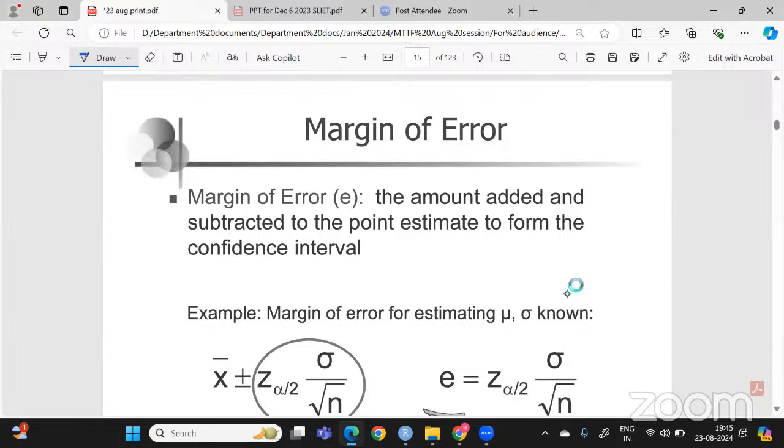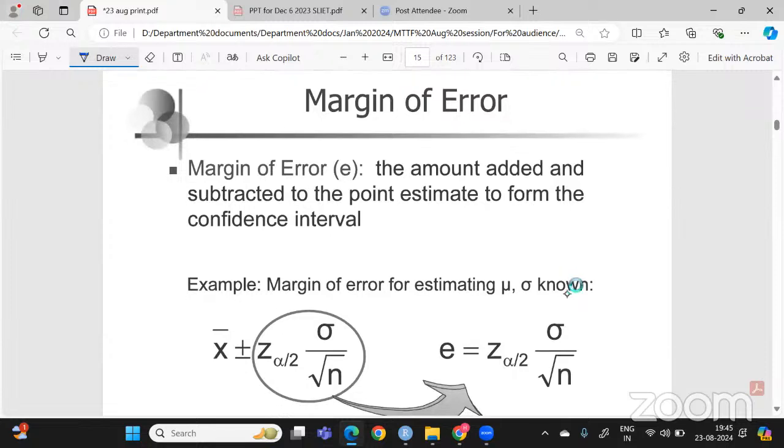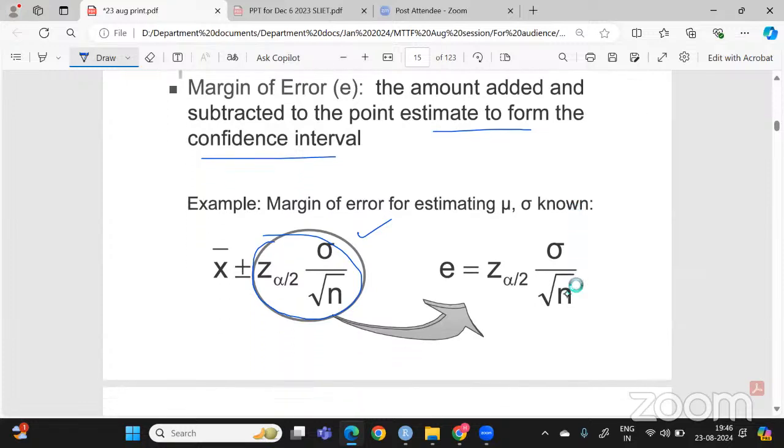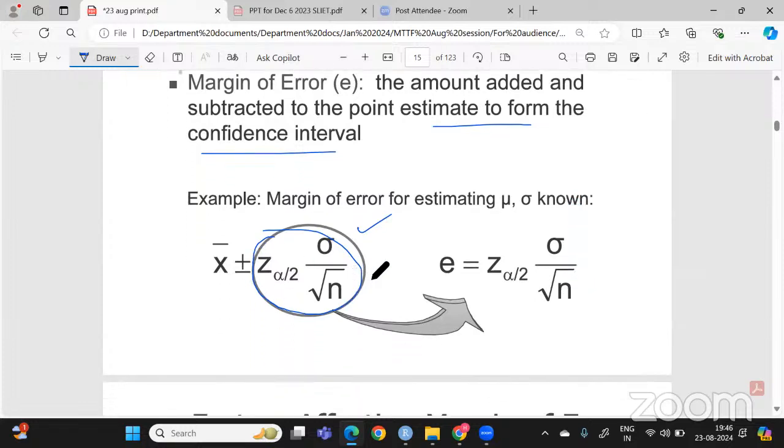Okay, so have you heard about the margin of error before? You can easily see the amount added to and subtracted from the point estimate to form the confidence interval. Whatever we are adding or subtracting is called the margin of error, or sometimes it is also written as interval width. Two times this margin of error is also called the interval width. So the margin of error is just the expression that we are adding or subtracting from the estimator.